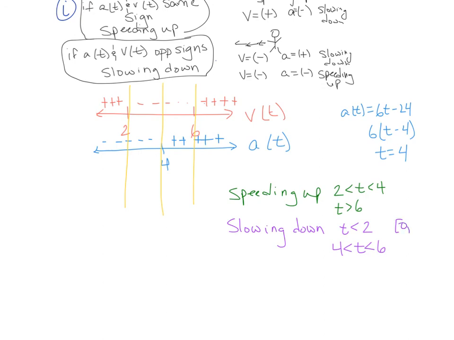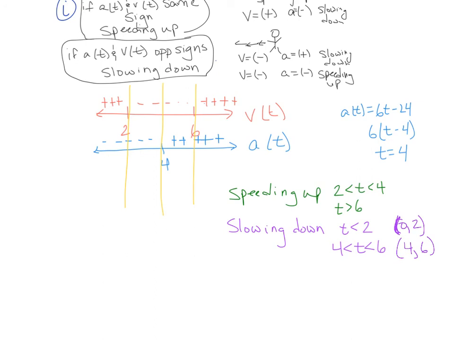And technically, we should use open. It actually doesn't matter on the AP test. It's one of those gray areas. You're neither speeding up nor slowing down, but we're not going to worry about that too much. And then between 4 and 6, like that.